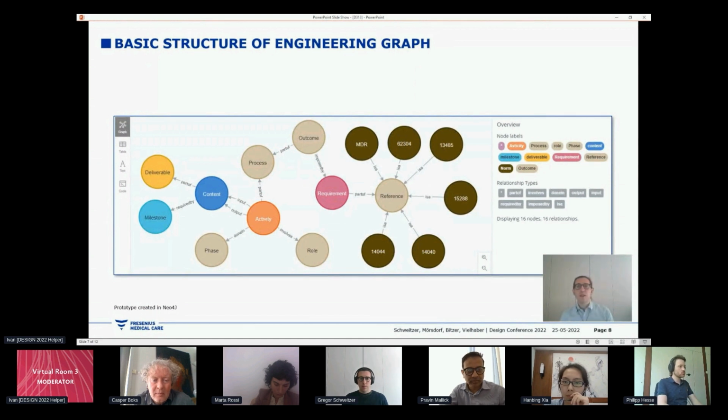And on the right-hand side, we see the references. Those can be norms. We see those in the brown nodes. In the upper part, we have the norms that are relevant for the development of medical devices. In the lower part, we see norms that are relevant for LCSA. And through that chain, we see that we can find interconnections between the deliverables created in the product development process and the norms that have different requirements on these deliverables.